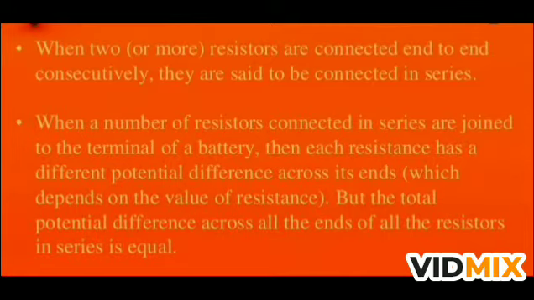Means when you connect three resistors in series with a battery or potential difference of 6 volt, then the potential across each of the resistances will be different, but the total will always be 6, and current will remain the same in all the resistors. So it is very important to note it down. When the resistances are connected in series, potential divides across the resistors and current remains the same in all the resistances.